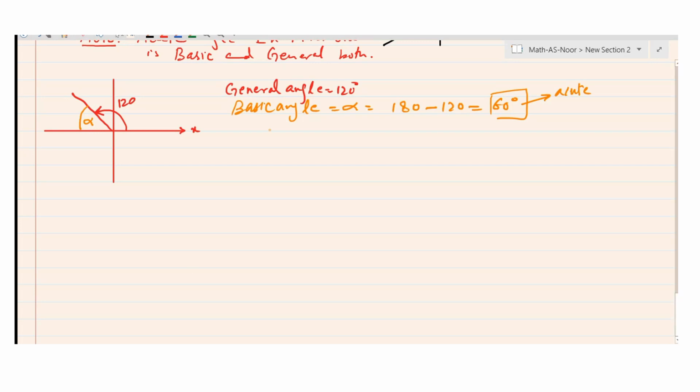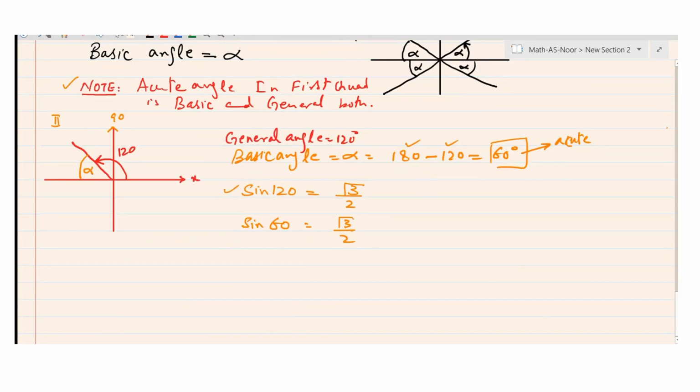What happens if you use both angles for trigonometrical ratios? If it is sine of 120, your calculator will give you root 3 over 2. But if you use the basic angle with the same ratio, you'll get the same answer: sine of 60 is root 3 over 2. Please confirm this answer on your calculator. Why are both answers the same?